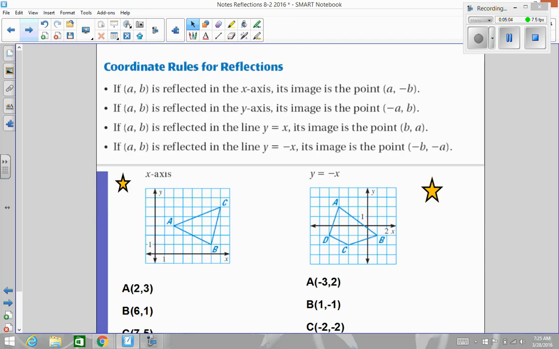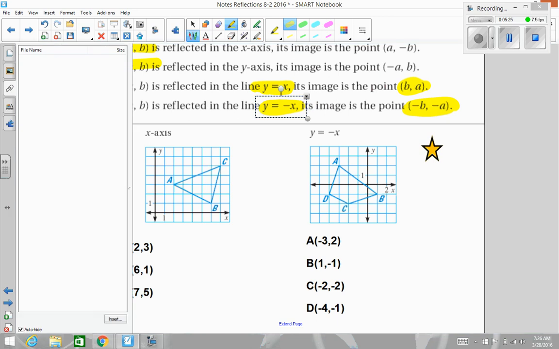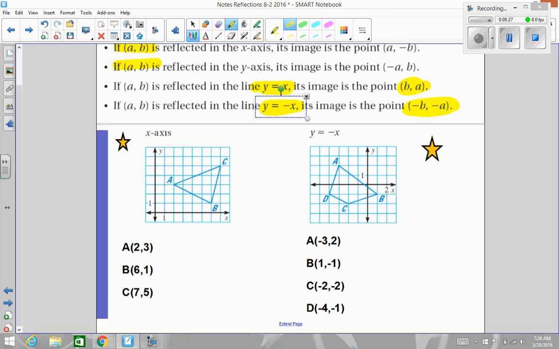Okay, so here are a couple of the other rules. We gave you this rule already right here. We gave you this rule. But here's another one. This is the y = x line, which is (b, a), and the y = -x line, which is (-b, -a). And so have those rules down also. They're on the back of your formula chart also to help you out.